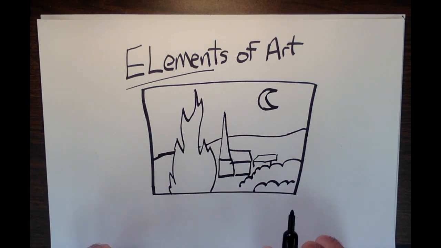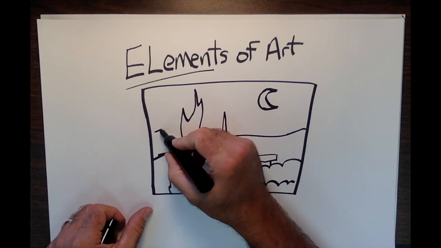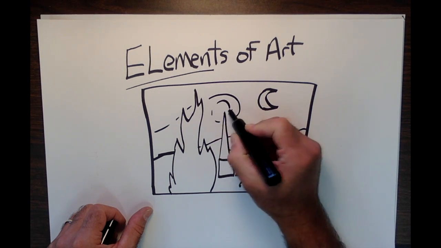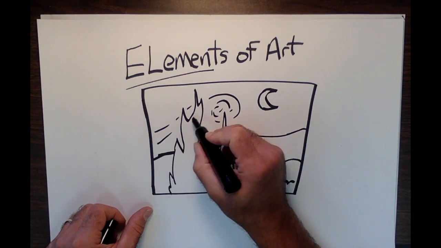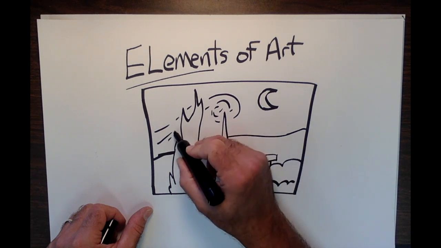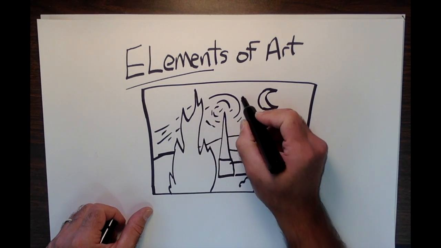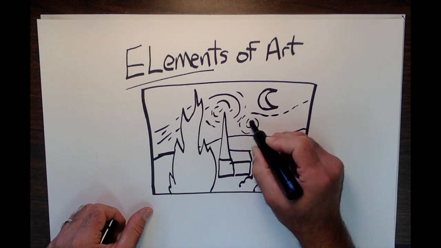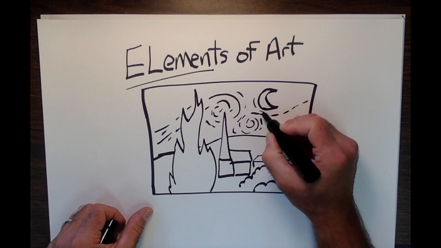Next, Van Gogh would start using his paints, and he would start to paint and add all of the color to it. So that is our third element. So you have lines, then you have shapes, and now we're dealing with adding color to it.